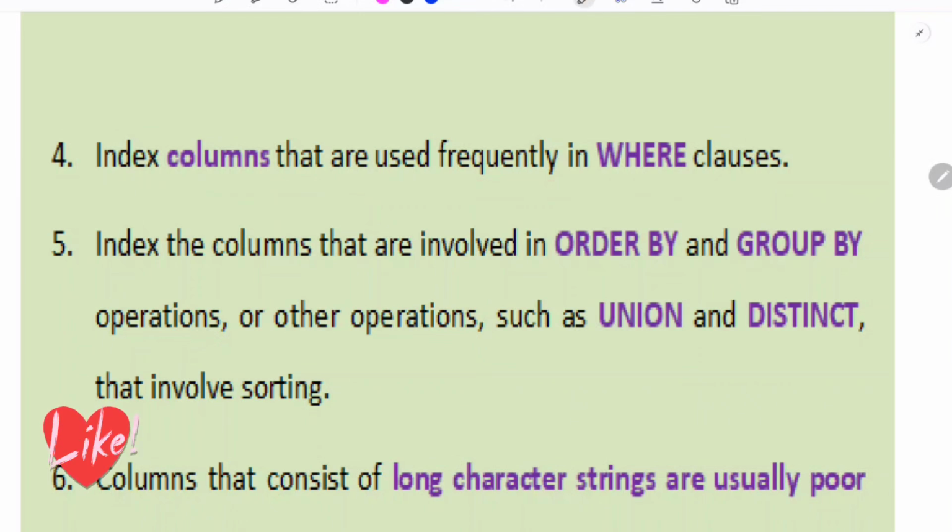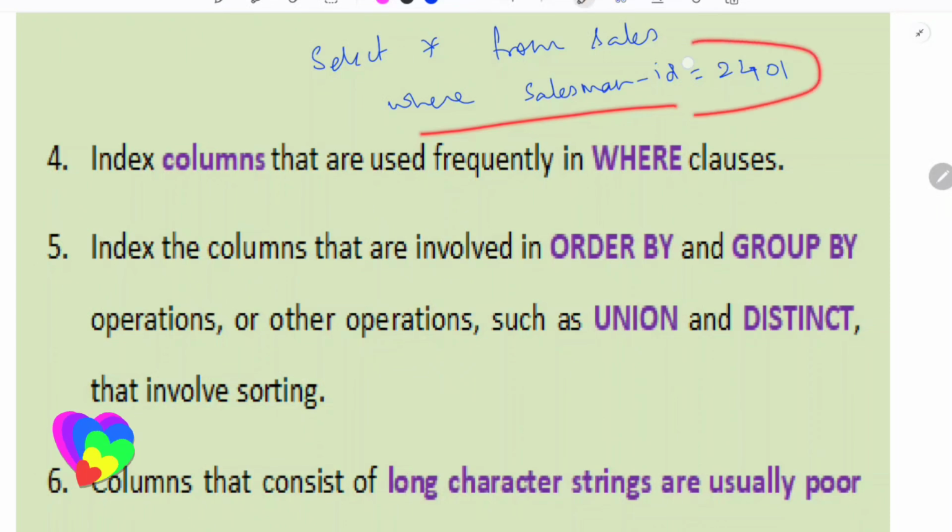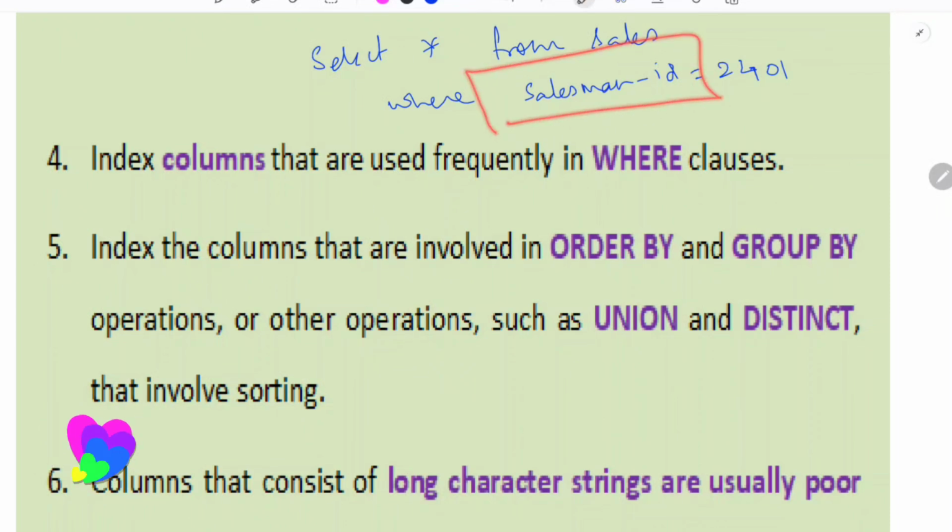Now we move to the next one, index columns that are frequently used in the where clauses. So the search condition, where we write a search condition in the query, in the where clause. Now here I have written a query, select star from sales where salesman ID is equal to 2401. That means we are searching on which column? We are searching on the column salesman ID. Sales may consist of some millions of rows, right?